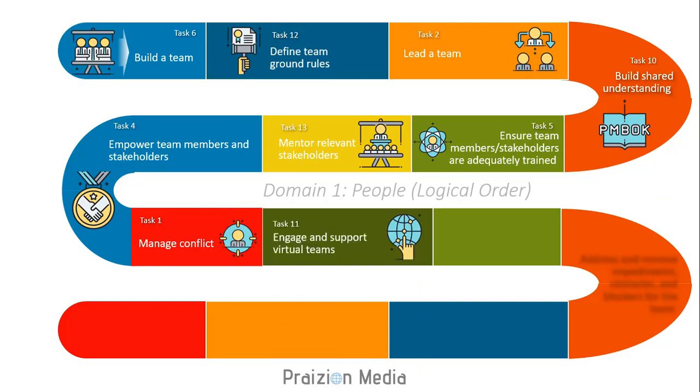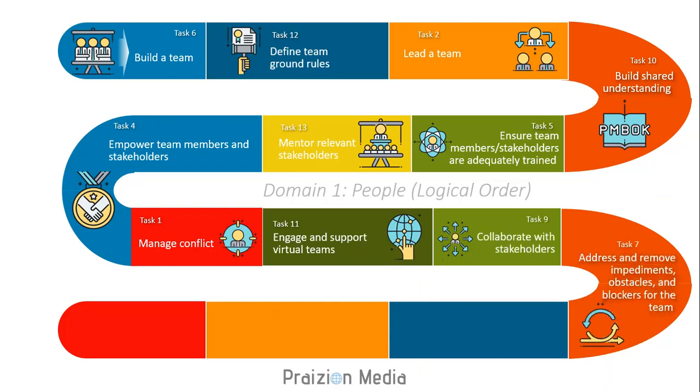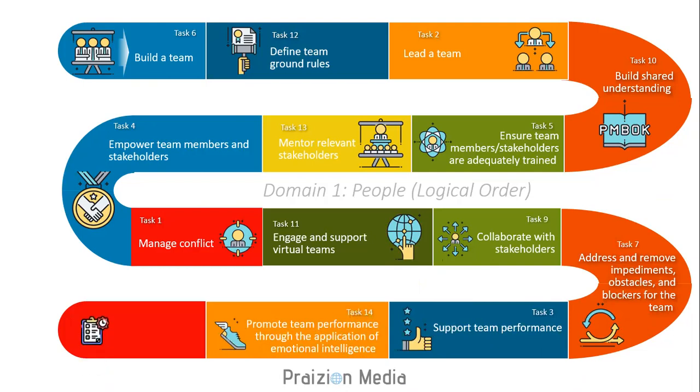Engage and support virtual teams, collaborate with stakeholders, address and remove impediments, obstacles, and blockers for the team, support team performance, promote team performance through the application of EI, and negotiate project agreements. Now, my friends, these are all things that have been rearranged. If you look at the actual content outline, these are not in logical order. So that is the people domain in logical order, and it's one of the frameworks I espouse that people remember for this exam.